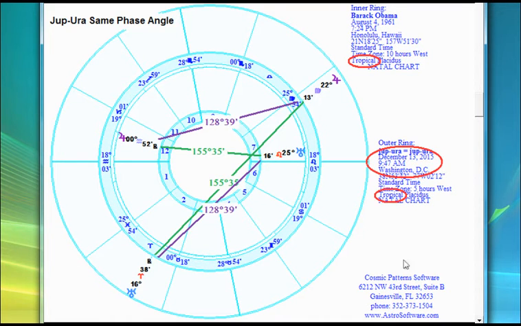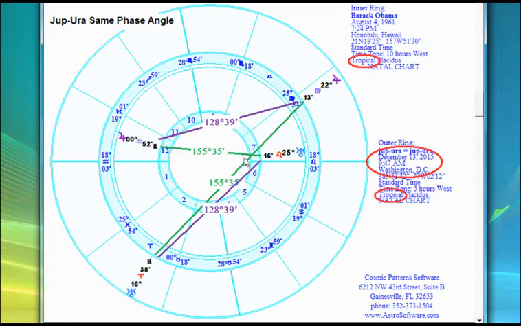We go to the next slide, which is the same exact thing as the previous slide. I've just shown you the angular distances between the planets. And what's happening here is that this happens to be the day when the Jupiter-Uranus angle in the sky is the same as it was at birth. So it's a Jupiter-Uranus same phase angle. You could call it phase angle. The relationship of Jupiter-Uranus going all the way around from 0 to 360 is in the same exact relationship.